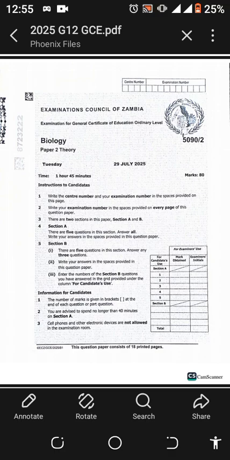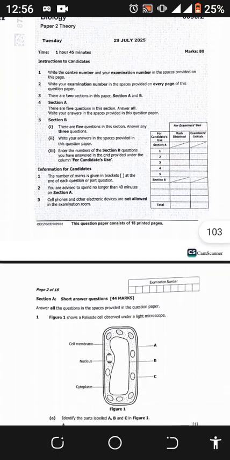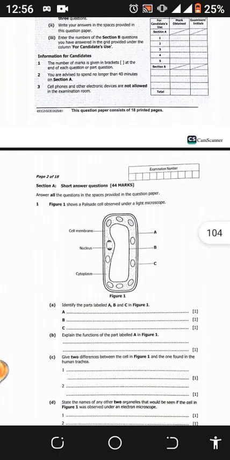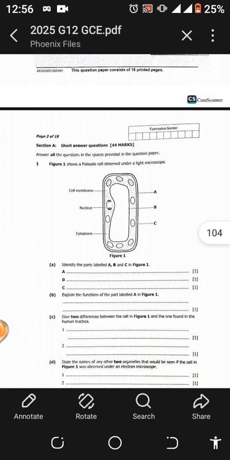So today we are looking at 2025 GCE biology. We're going to just look at the first question, which is in section A, question 1. We're going to look at the cell today. So let us start. Section A, short answer questions. Answer all the questions in the spaces provided in the question paper.